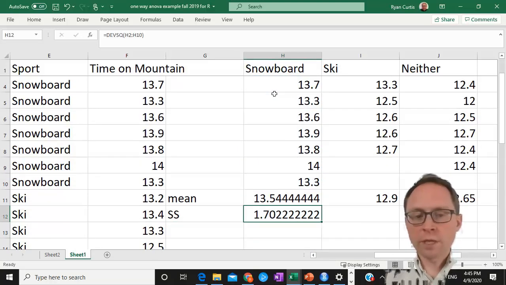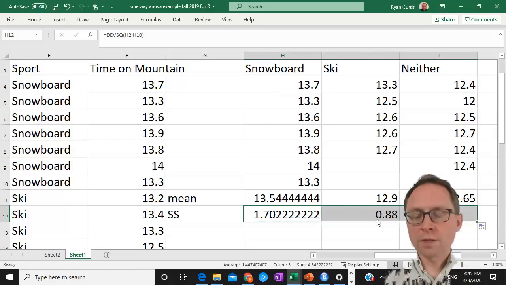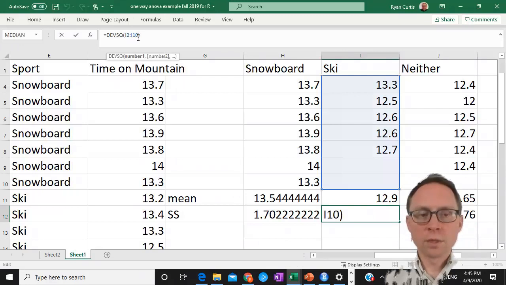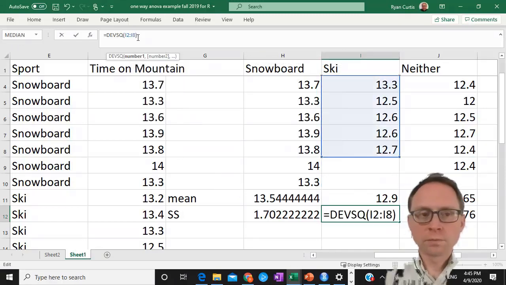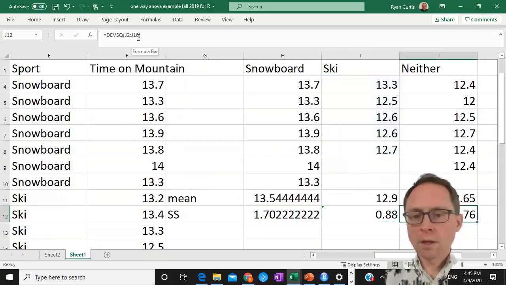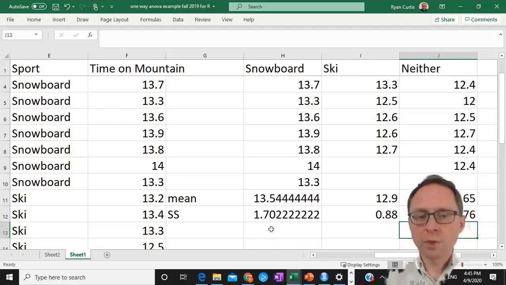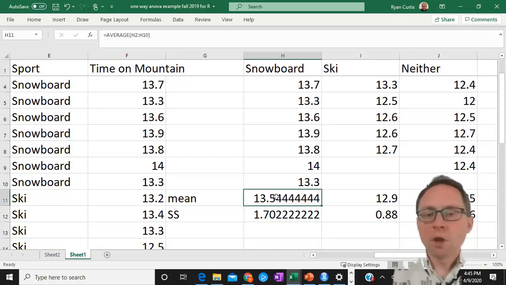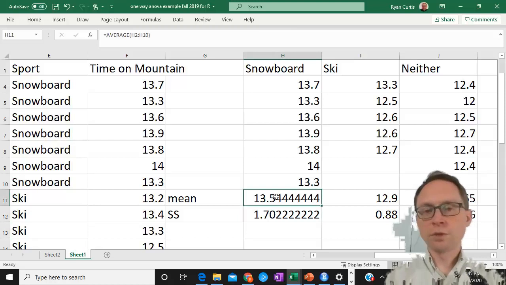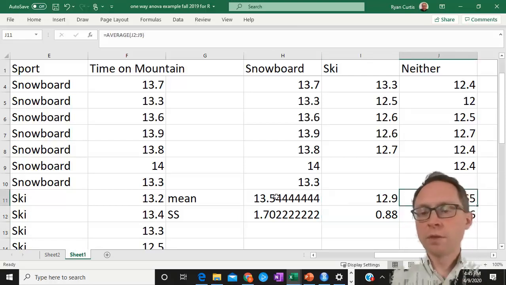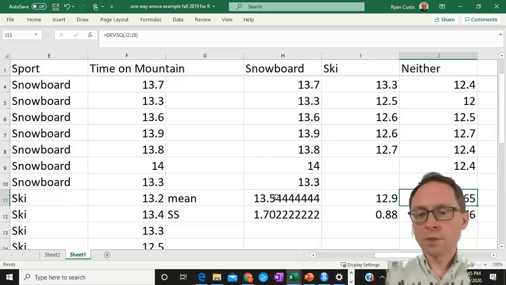And we're going to do that for each one of the groups. We're getting the mean and the sum of squares for each of these different groups. So, good. And then this should stay the same, but just to make sure, in case we mess something up later on, make sure those are right. Okay, so this is the mean of all the snowboarders and the sum of squares for all the snowboarders. This is the mean for the skiers and the sum of squares for all the skiers. This is the mean for the neither group and the sum of squares for the neither group.